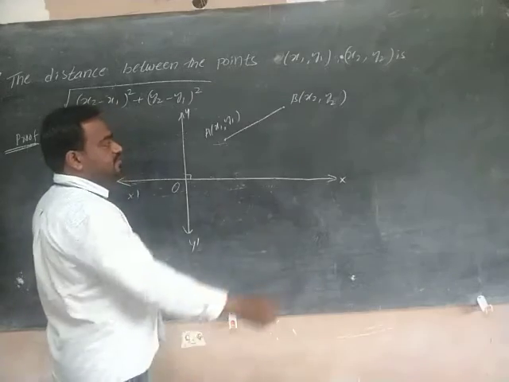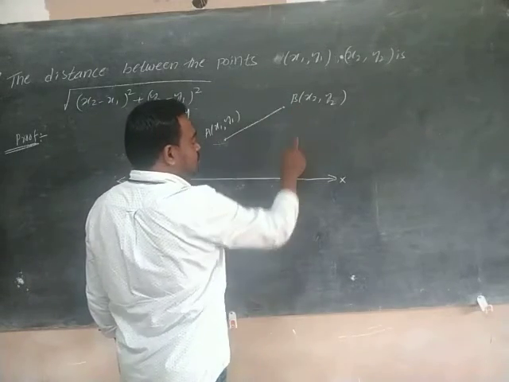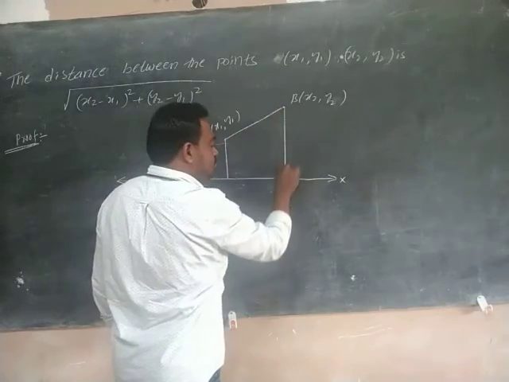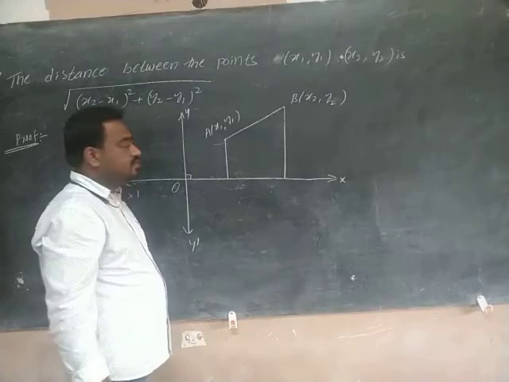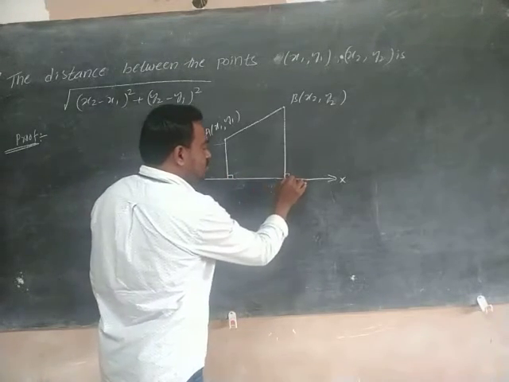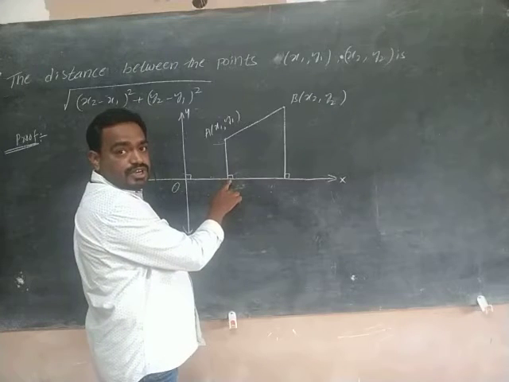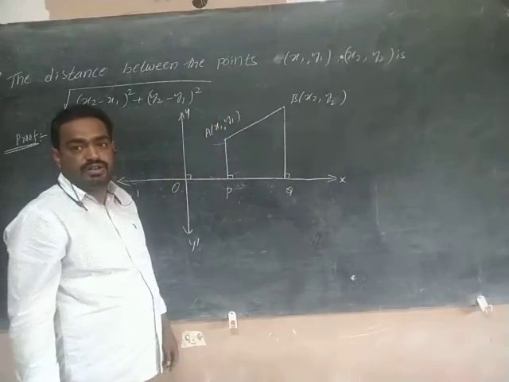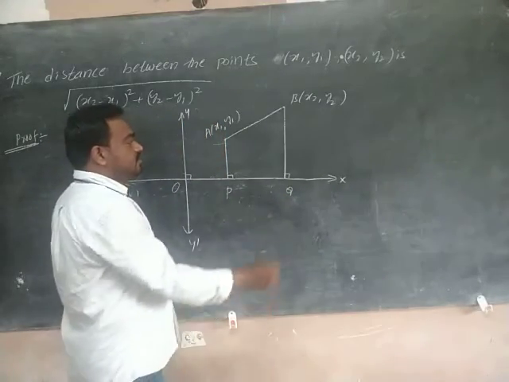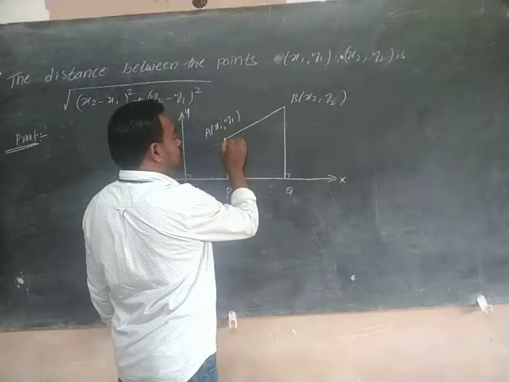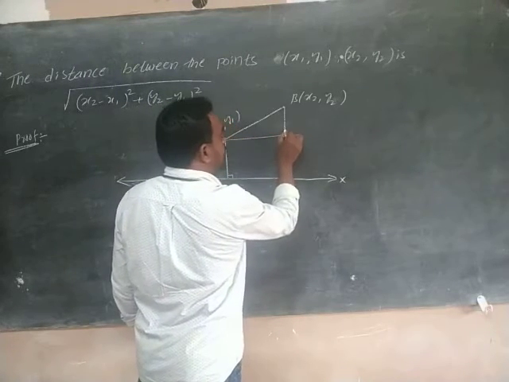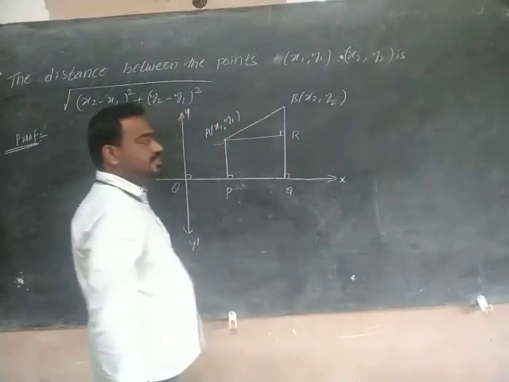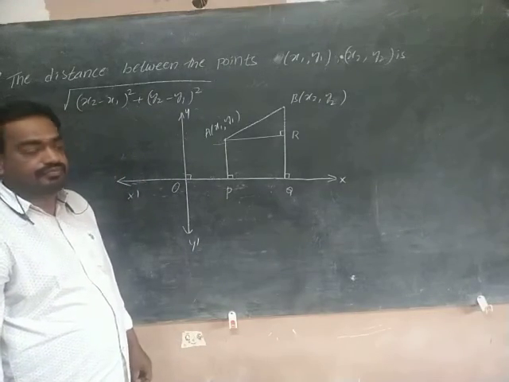You draw perpendiculars from A and B to the x-axis. Okay. So the foot of the perpendiculars, I am assuming, are P and Q. Next, again I am drawing a perpendicular from A to the BQ line. This one I am taking as R.